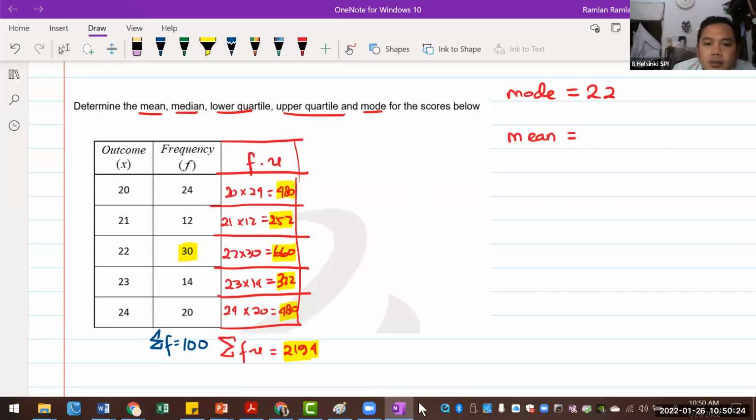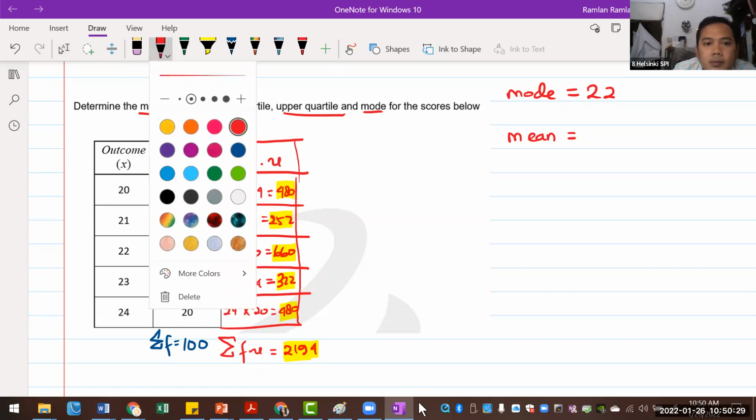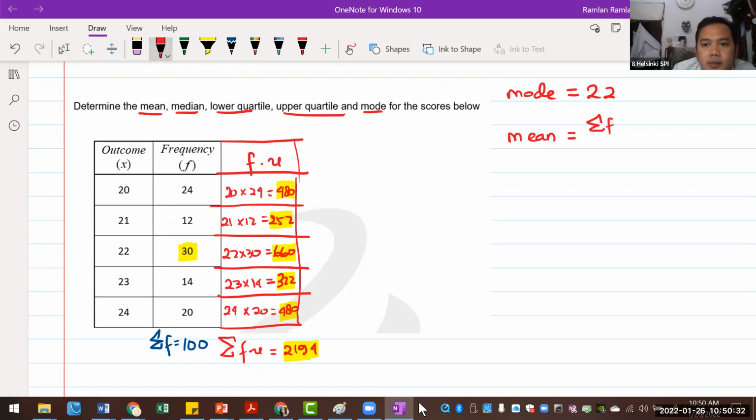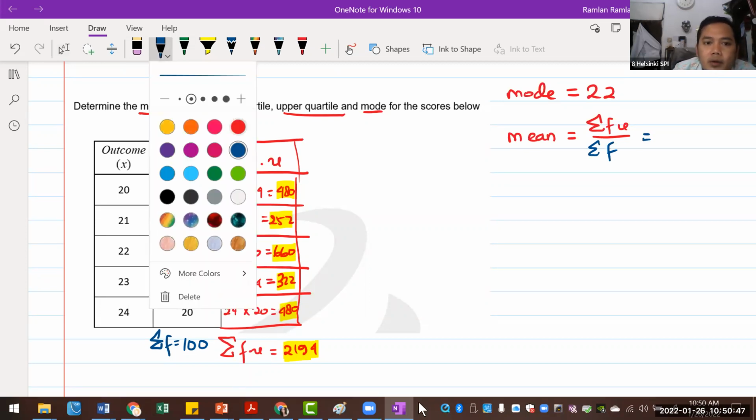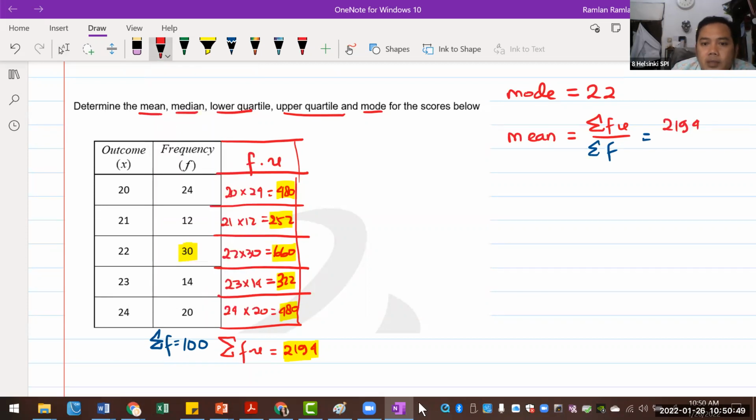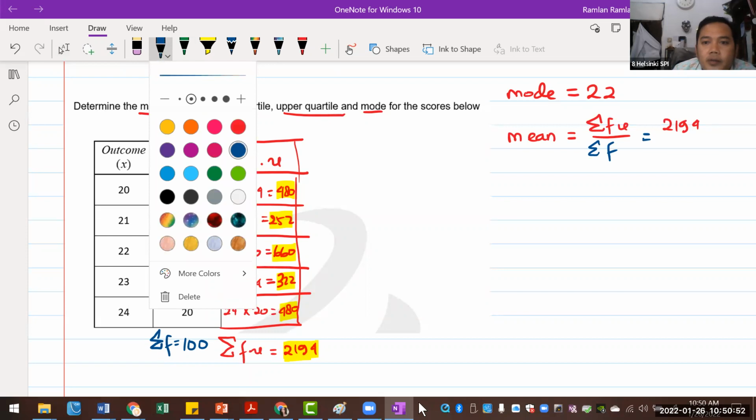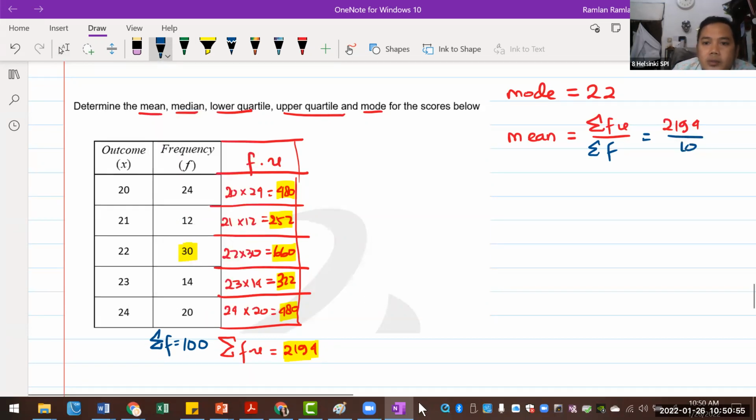So the mean is equal to sigma fx divided by n. N is the same thing as sigma f. So we have all the numbers there. Again, you only need to put those numbers into the calculator and then you will get the number. But actually this is quite easy because you divide this by 100. So that will be equal to, oh yeah, 21.9. So you have the value of the mean.